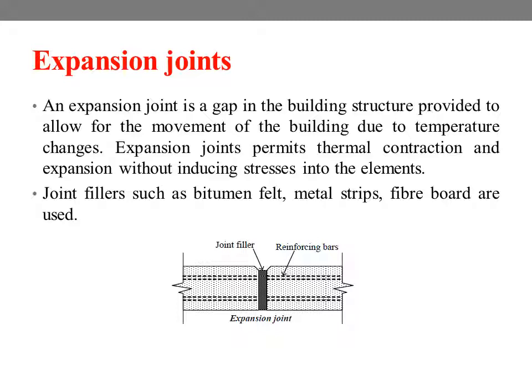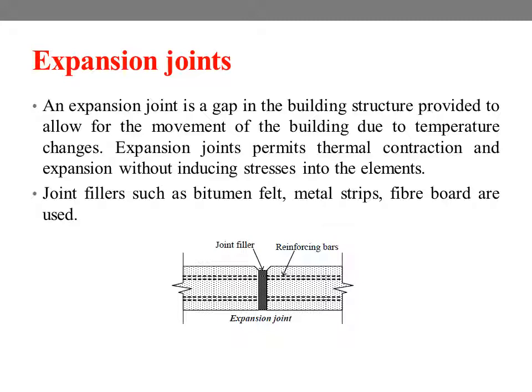An expansion joint allows the concrete to expand or contract with daily temperature variations. Unless there is a provision for expansion, the concrete may buckle outwards and break. So we have to provide expansion joint, and an expansion joint is a gap in the building structure provided to allow for the movement of building due to temperature changes. These joints permit thermal contraction and expansion without inducing stresses into the elements.